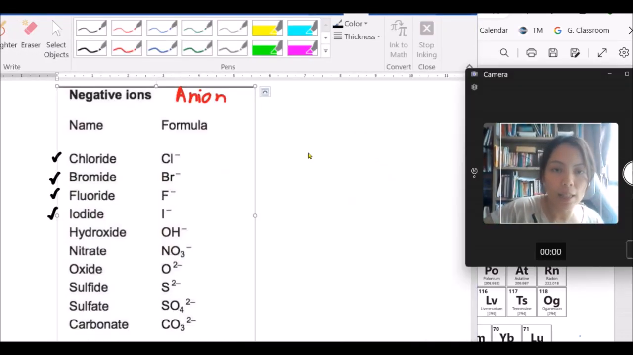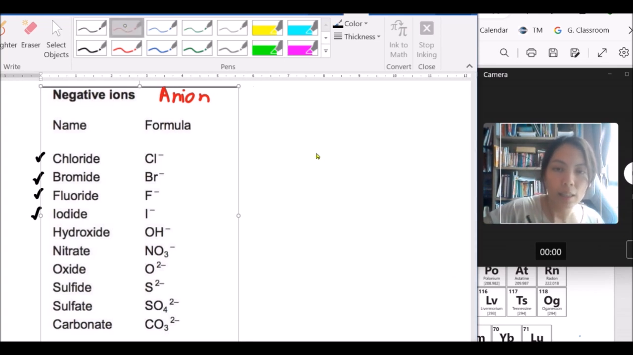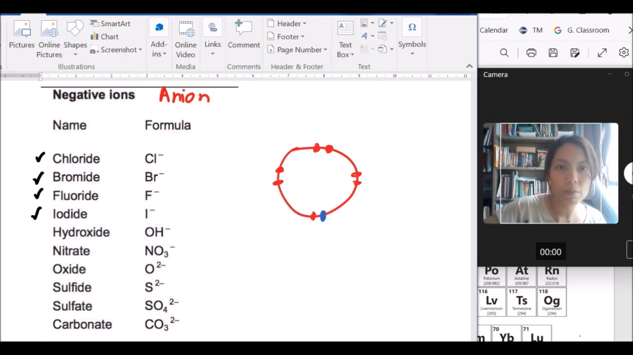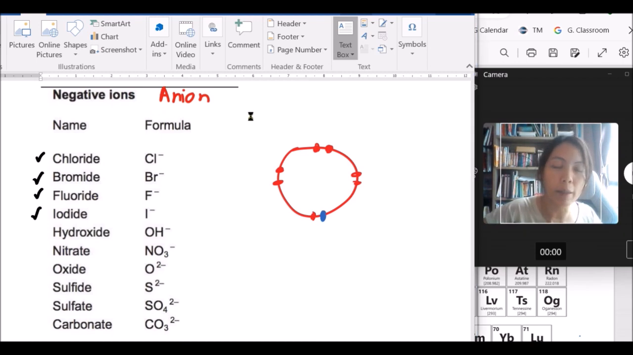So it means that they have, let's say, this is their outermost shell. They have 1, 3, 4, 5, 6, and 7 valence electrons. So in order for them to be more stable, right? In order for them to be more stable, they prefer to receive 1 electron. They want to receive 1 electron in order for them to be stable.